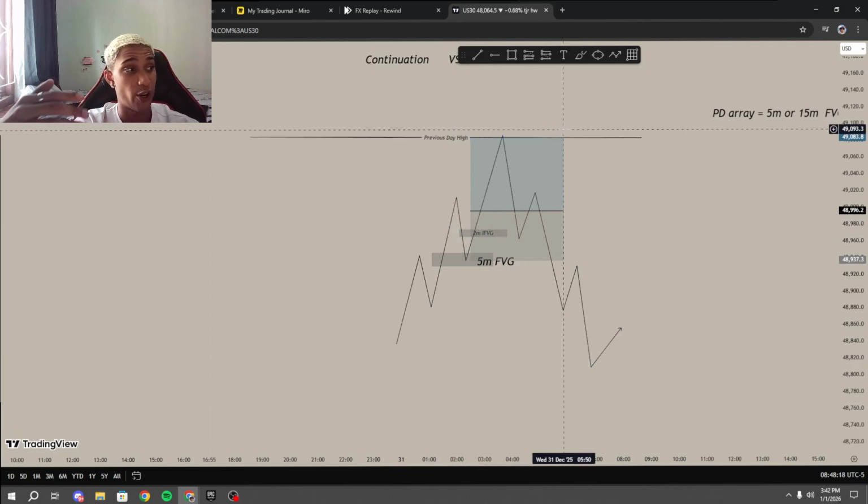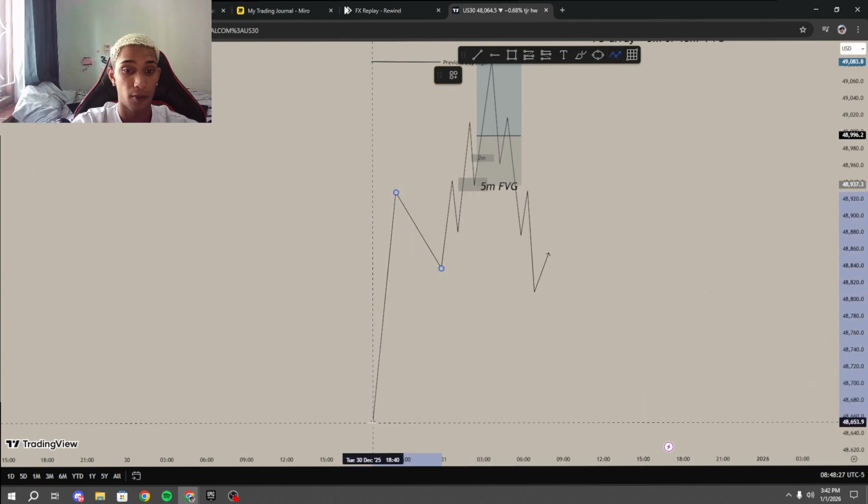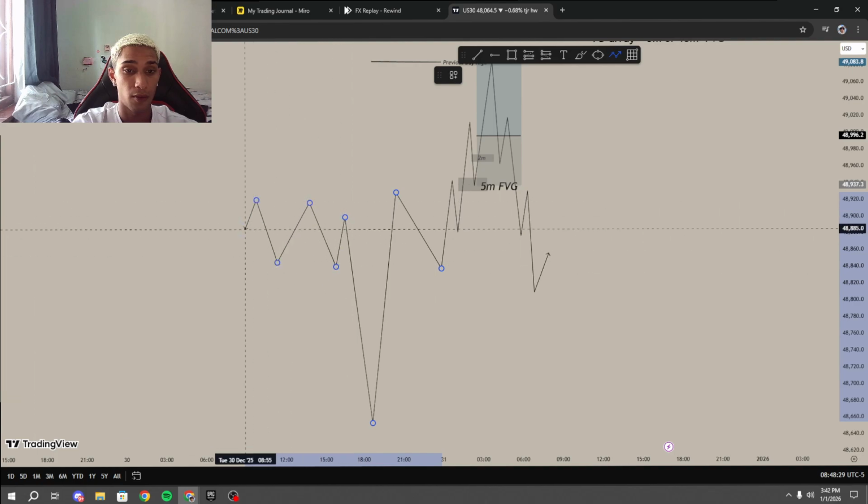And that's where discretionary trading comes in, because you need to decide now. For example, if this is what price looked like prior, right?